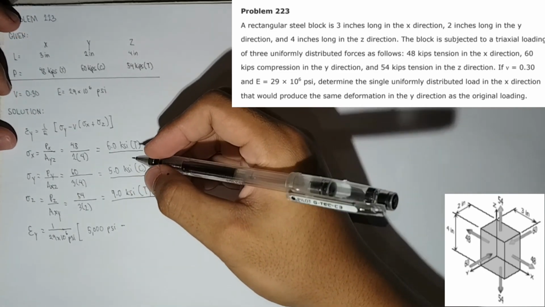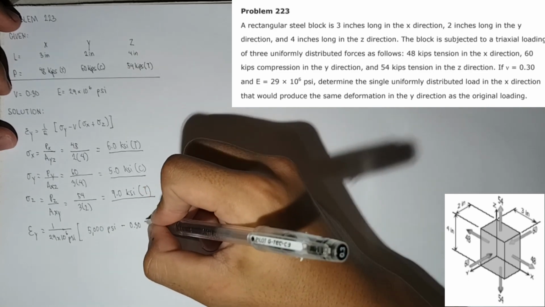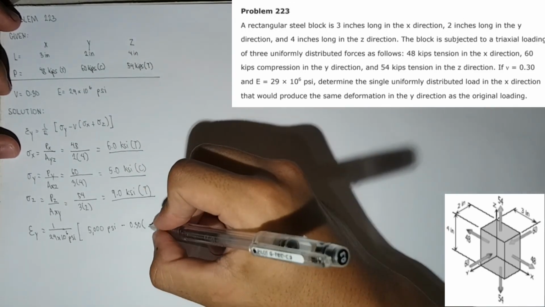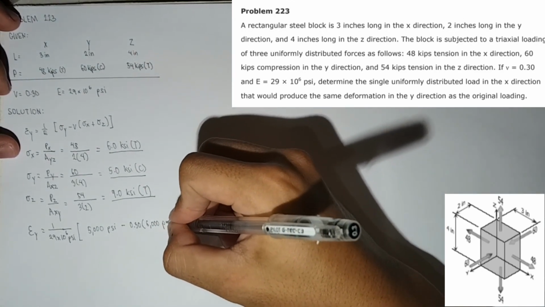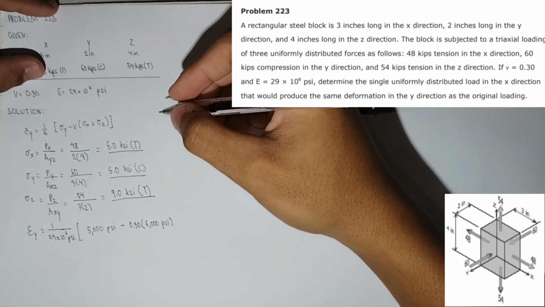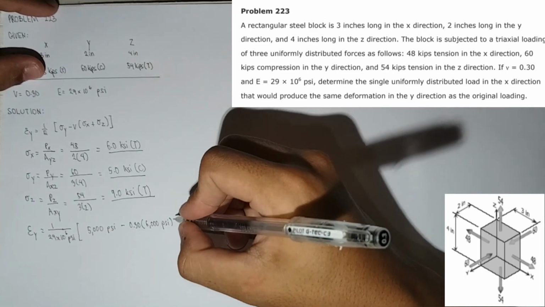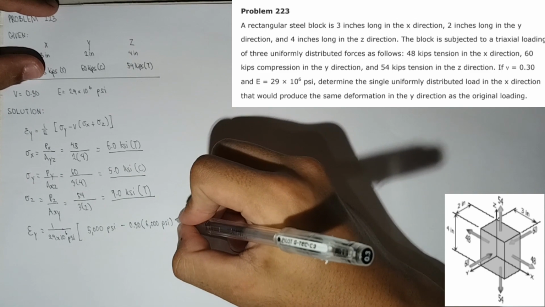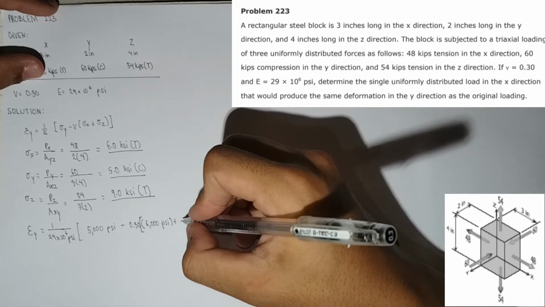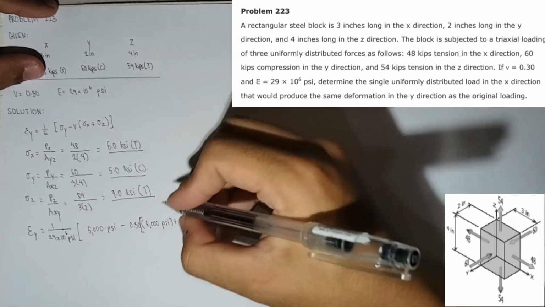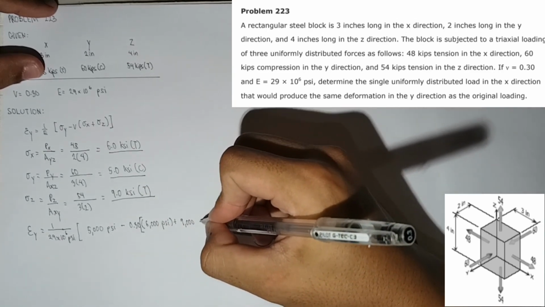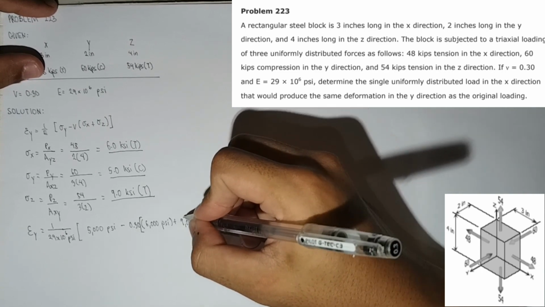minus the Poisson's ratio 0.30 multiplied to stress in X, 6,000 psi, plus stress in Z, here 9,000 psi. Okay.